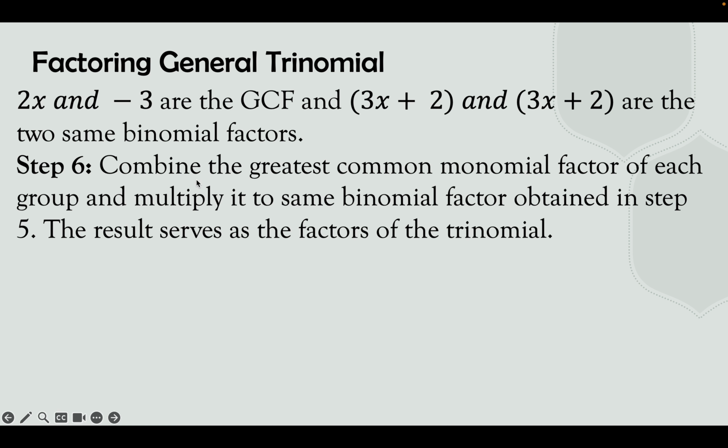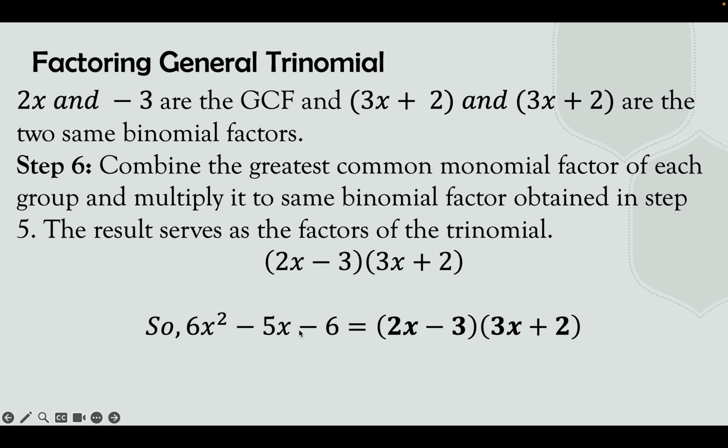Now, step number 6, all you need to do is combine the GCMF of each group and multiply to the same binomial factor obtained in step number 5. The result serves as the factor of the trinomial. So, we have here 2x minus 3 times 3x plus 2.